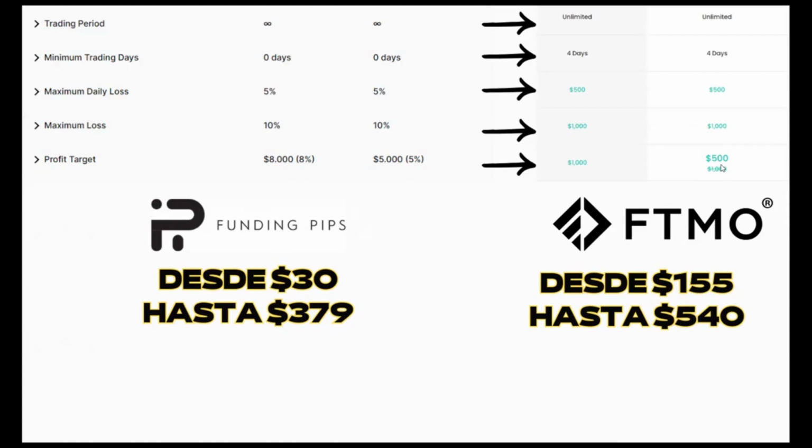But if we want to compare a 10,000 with a 10,000, in FUNDINGPIP it starts at $57 with the discount for a 10,000 account, and in FTMO it is 155. That is, we can buy 3 in FUNDINGPIP, and in FTMO it would only be enough for 1.